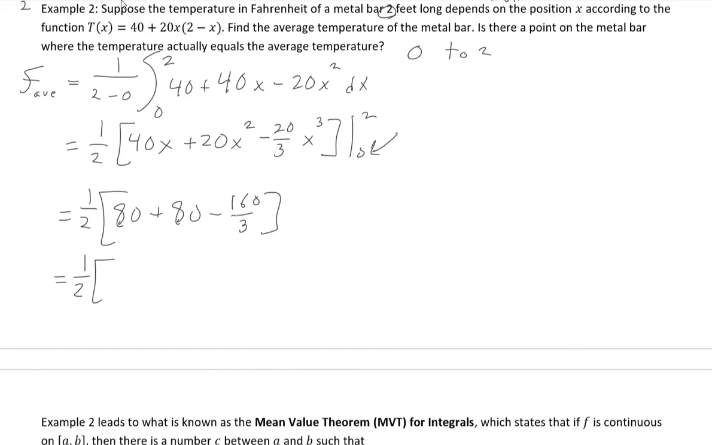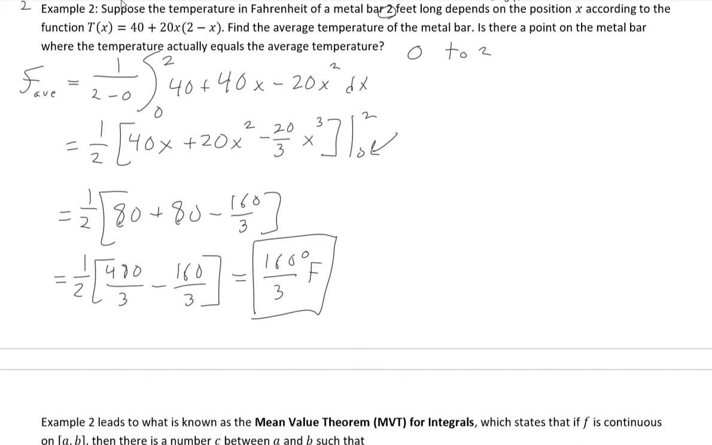So that's 1 over 2. That's 160. And then if I multiply 16 times 3, that gives me 480 over 3 minus 160 over 3. So that gives me 320 over 3, or divided by 2, gives me 160 over 3 again, as my final answer. So I'll say 160 over 3 degrees Fahrenheit.